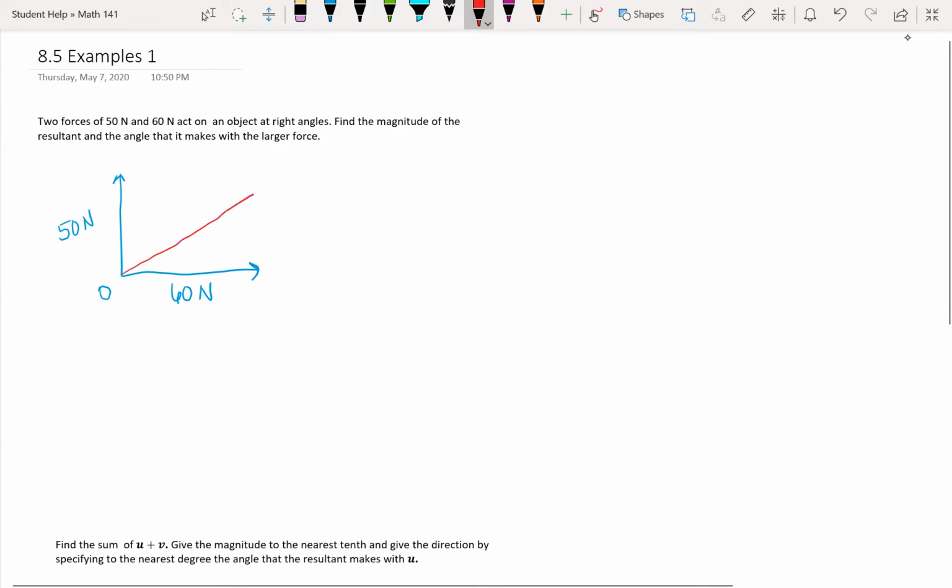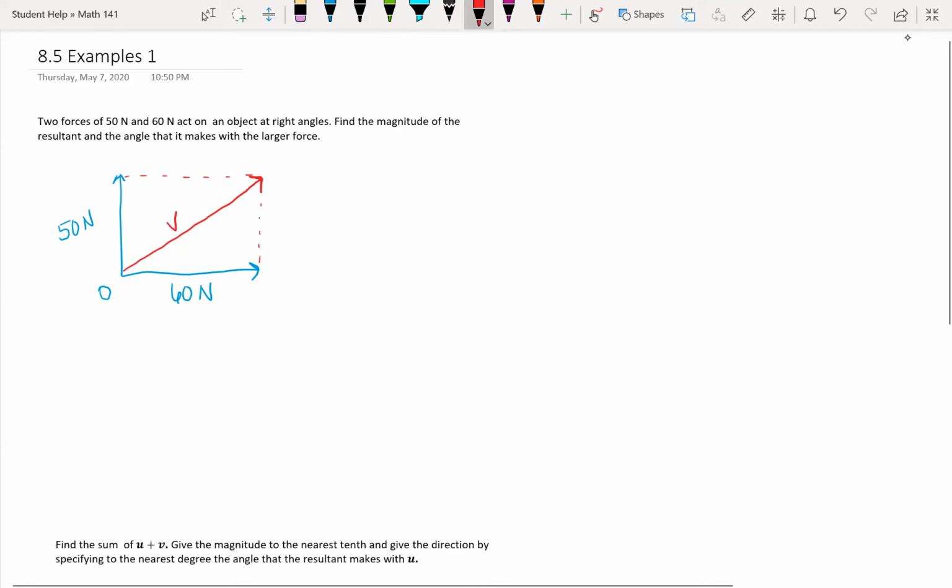And the way that we determine how far it goes and where it ends up is based on this idea called the parallelogram rule. If we draw two lines that are parallel to the original vectors, the result is going to end up going across this diagonal. And so the vector that we're trying to find, which would be the result, is this diagonal that's created by drawing a parallelogram.